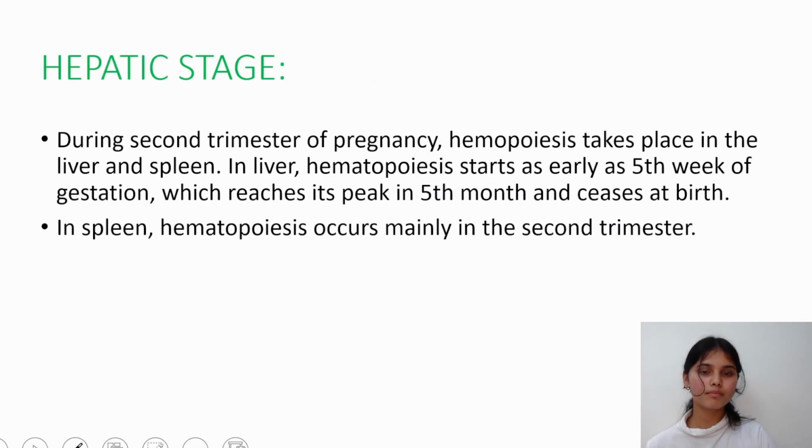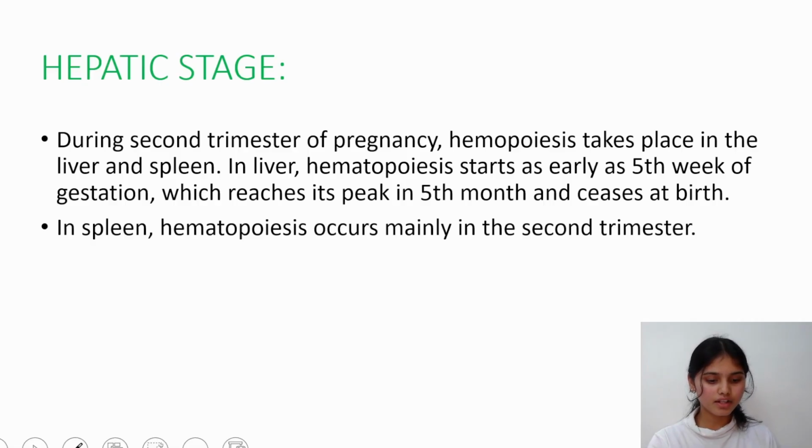The next one is the hepatic stage. Now, during the second trimester of pregnancy, hemopoiesis takes place in the liver and spleen. In the liver, hematopoiesis starts as early as the 5th week. I know this is very memory based, but it would be lovely if you remember it. Even if you do not remember much of it now, in the upcoming chapters you will end up remembering it. But right now I just want you to focus and finish it here, so that in the upcoming chapters such concepts will not trouble you at all.